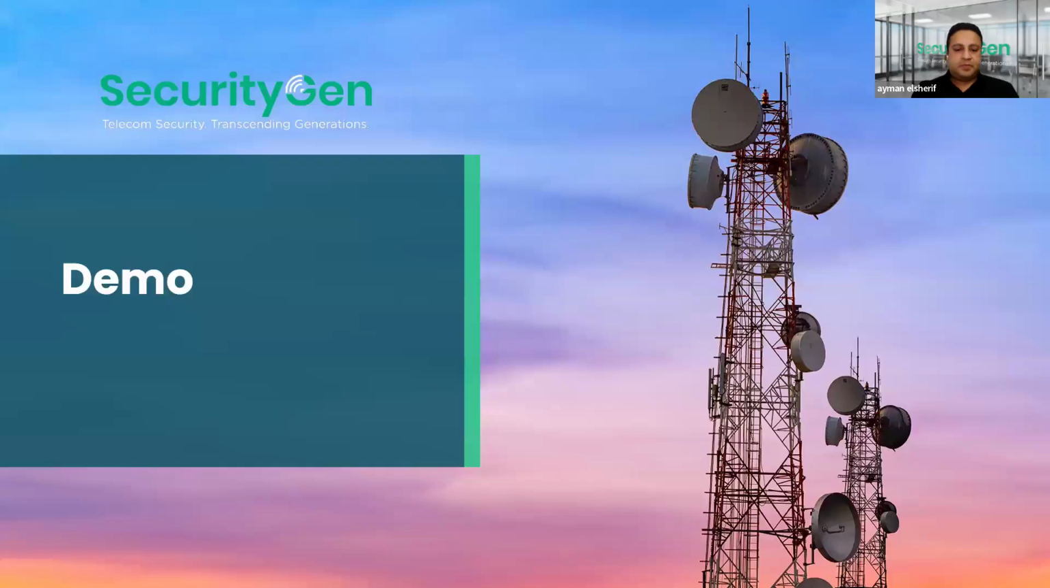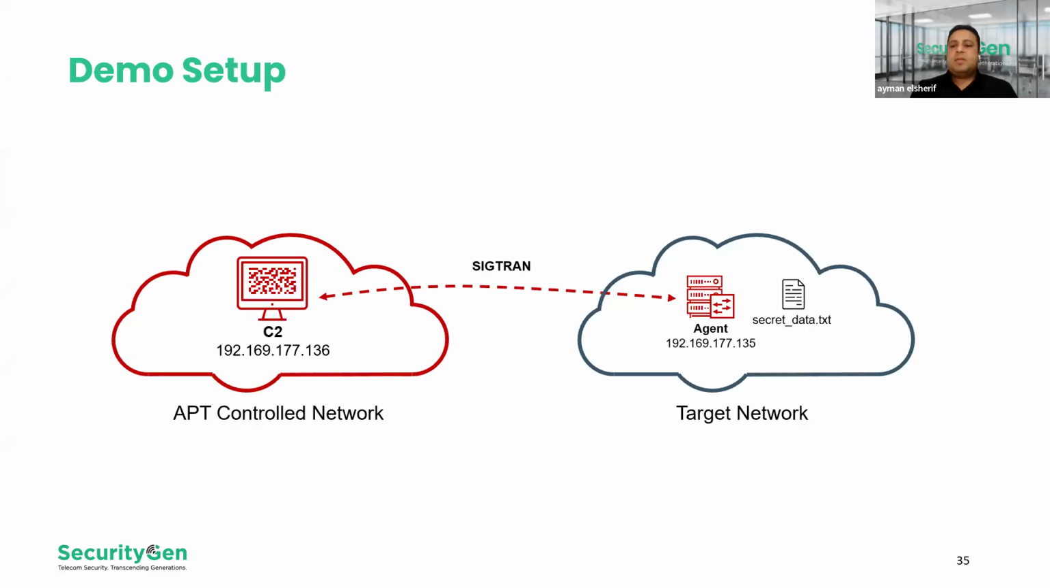Now it's time for a demo. During this demonstration, we will see how SS7 can be used to transfer a file from one machine to another. On the right, we have an agent, a virtual machine with an agent installed inside it that will handle the tunneling part, with access to some secret data. This data can be any binary file or text file. On the left-hand side, we have a C2 server on a different machine that will be receiving this data.